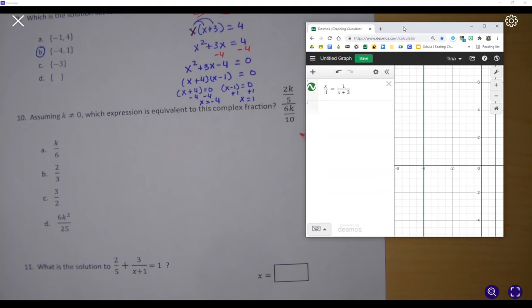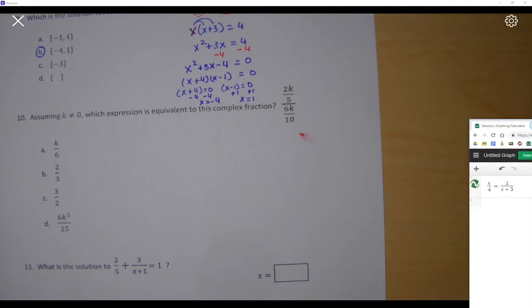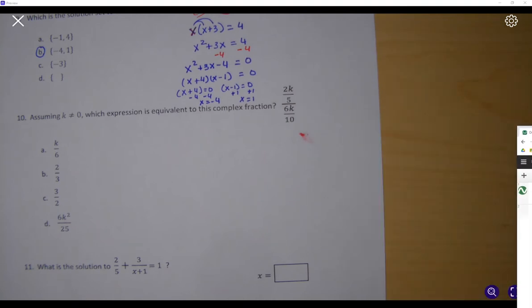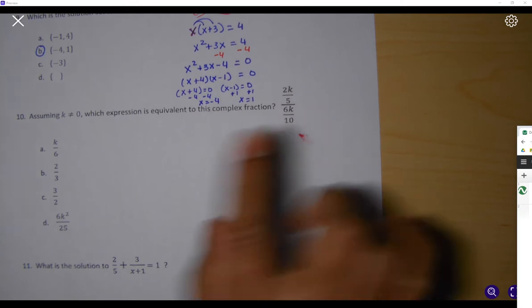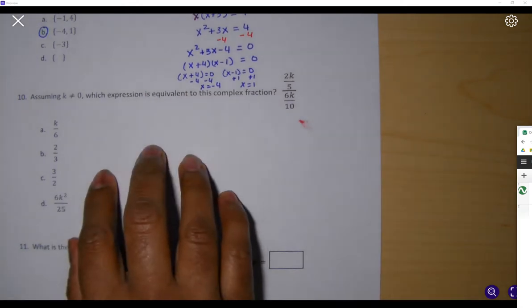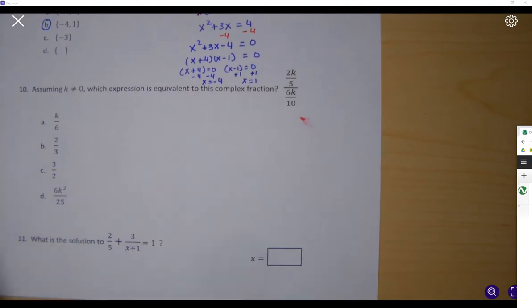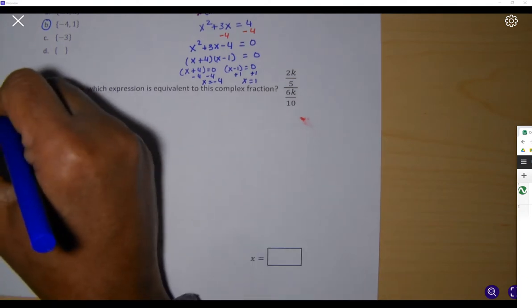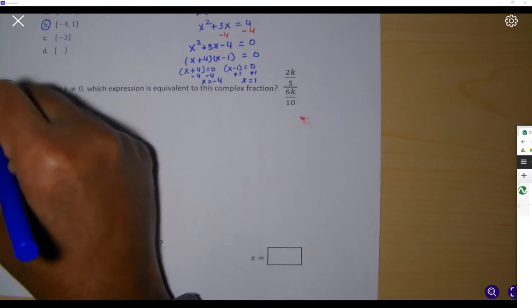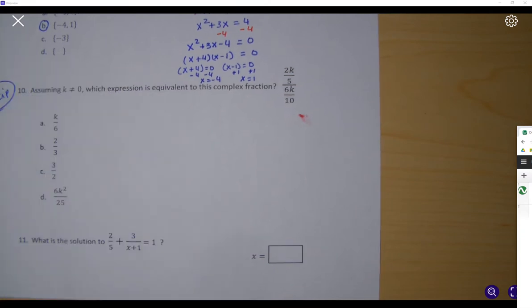Okay, so number 10. I didn't teach you this, so I'll go ahead and skip number 10. It won't be on the test. So you can skip this one. I promise it won't be on the test.